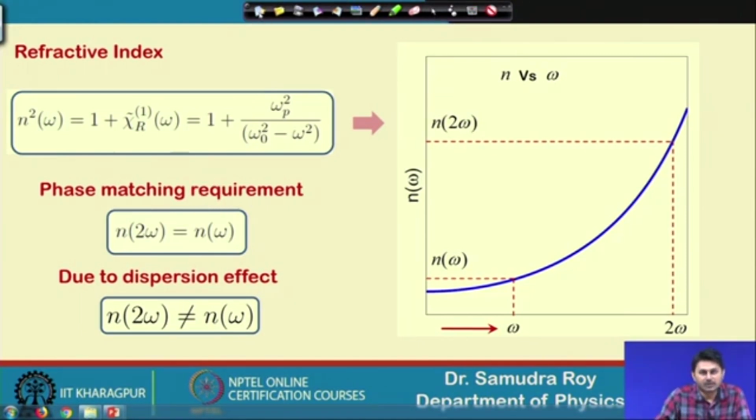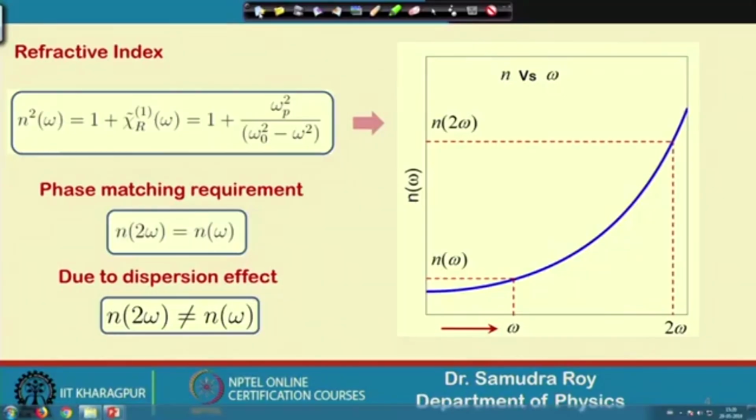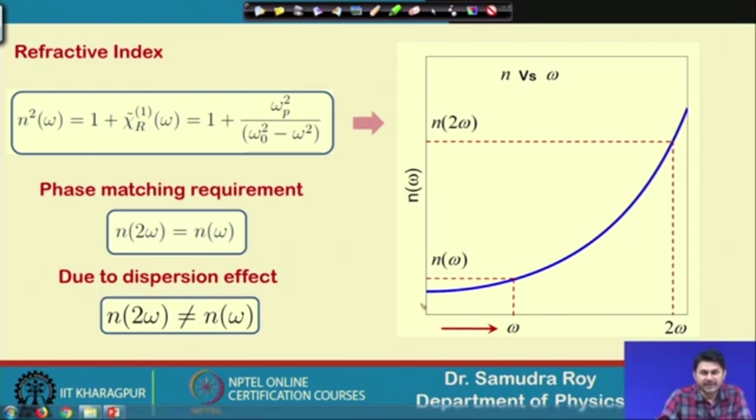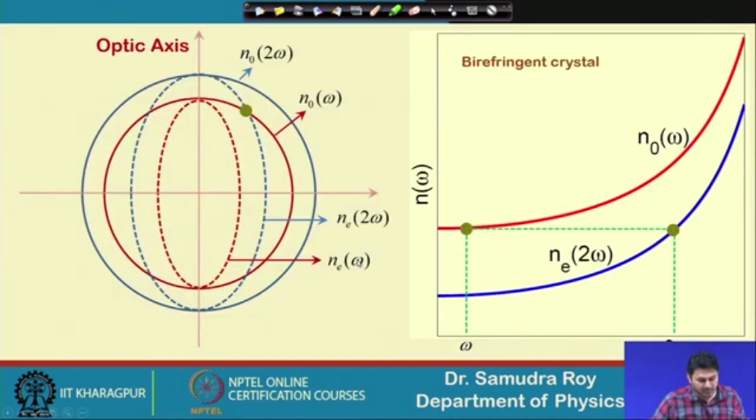Also, in the previous class we found that the refractive index is a function of omega, and as shown here in the picture, it changes with respect to omega. When it changes with respect to omega, there is no way that we can have phase matching. So, due to dispersion, we never have n of 2 omega equal to n of omega. Then what should we do?